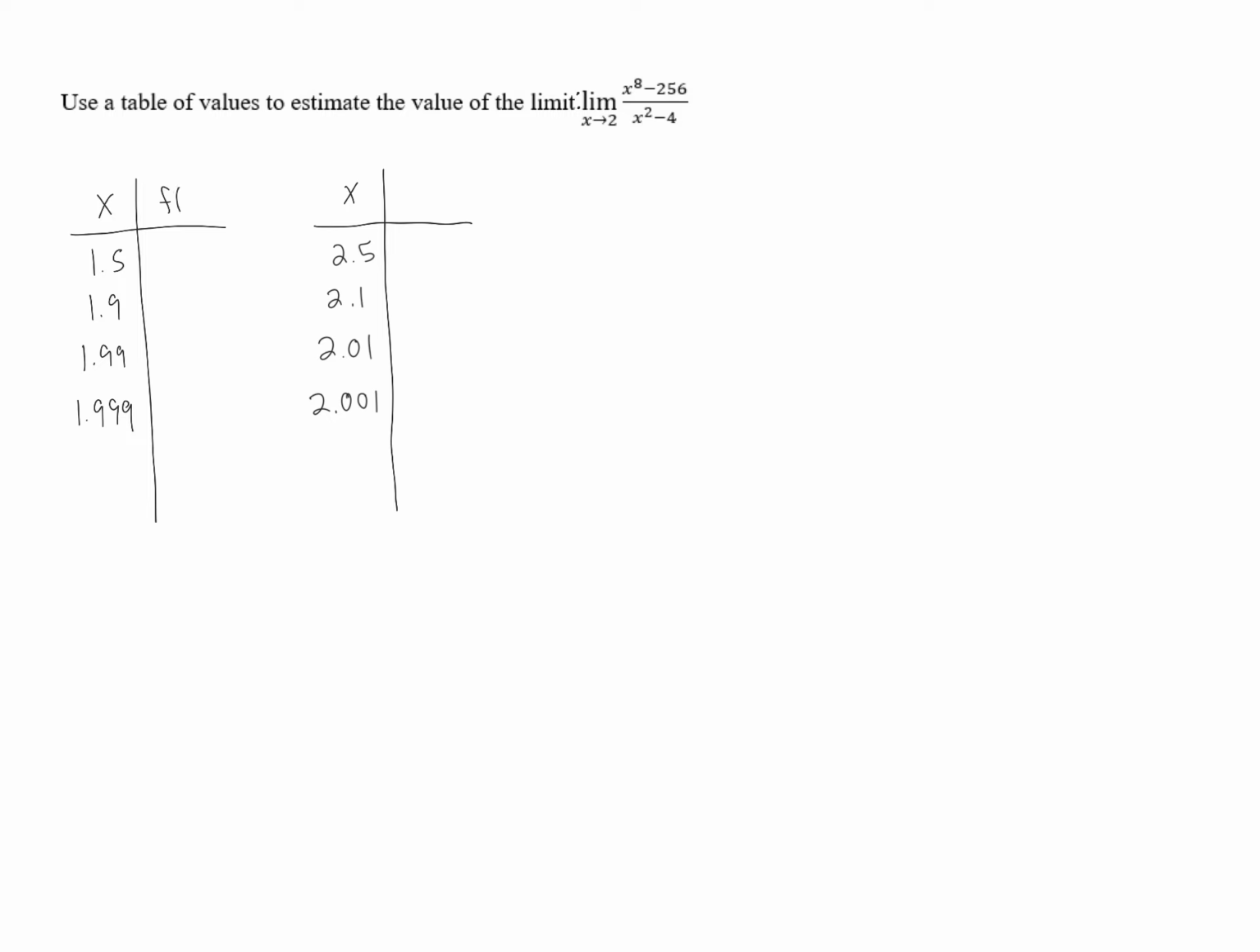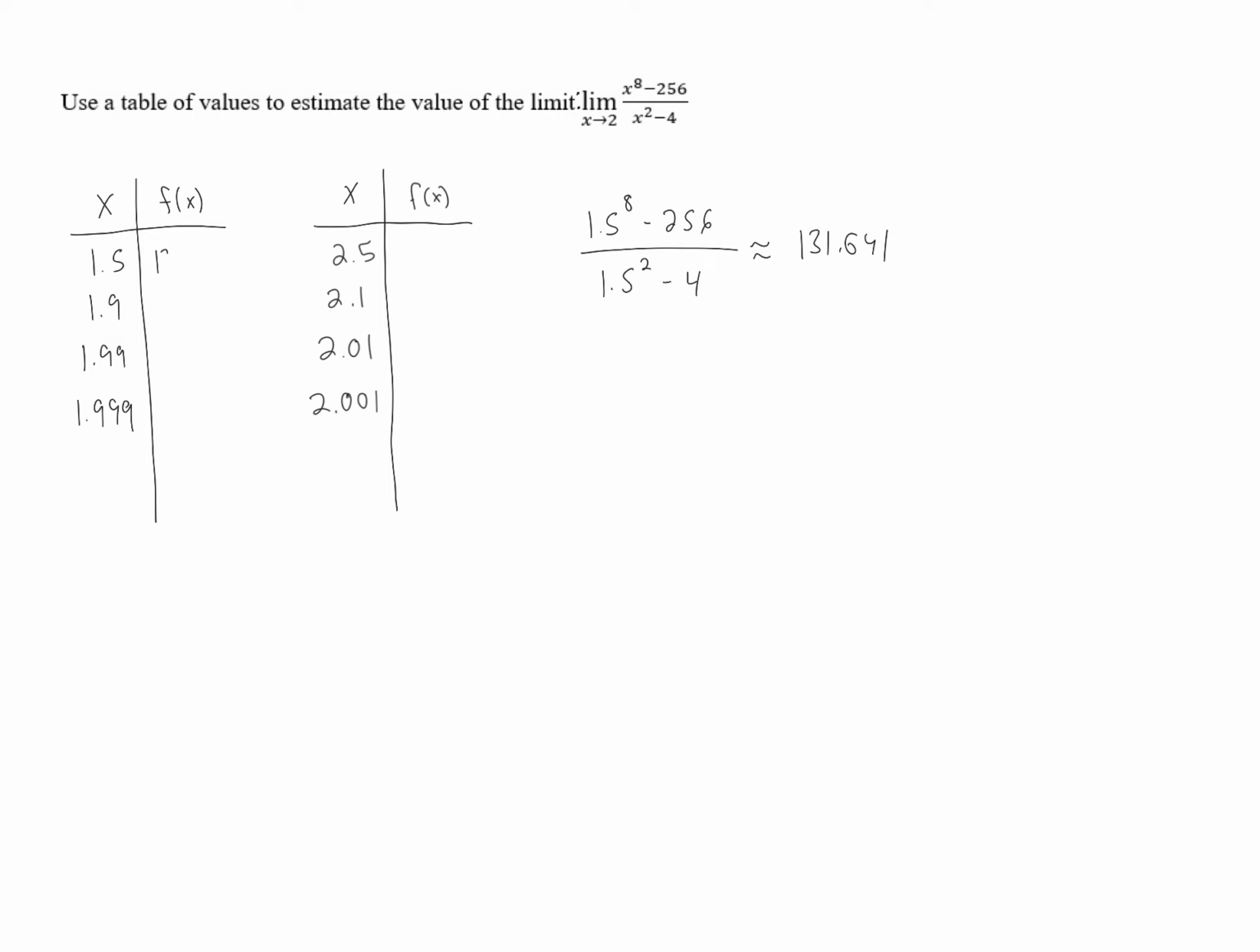And just out of laziness, I'm going to call this f of x, even though it hasn't actually been named, just so I don't have to write that very small twice in there. And so then we just need to plug things in. So for 1.5, that's going to be 1.5 to the 8th minus 256 all over 1.5 squared minus 4. And there's no need to try and take 1.5 to the 8th by hand. Definitely use a calculator.